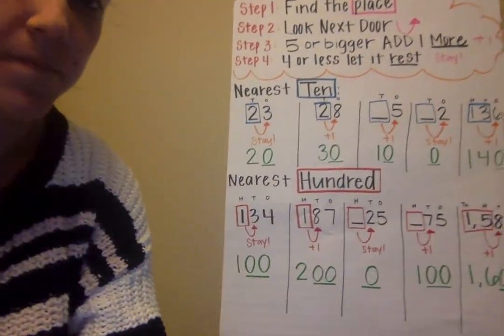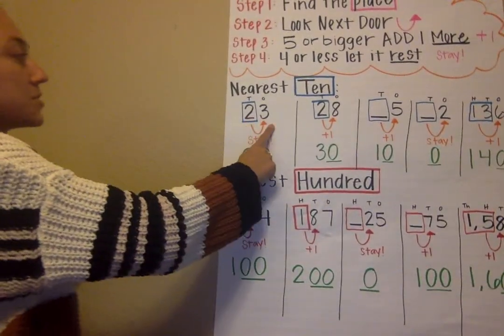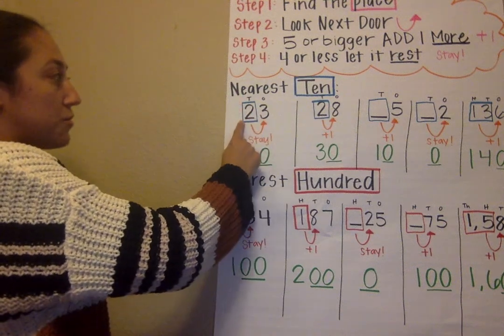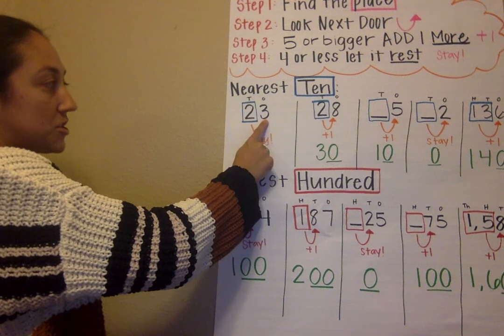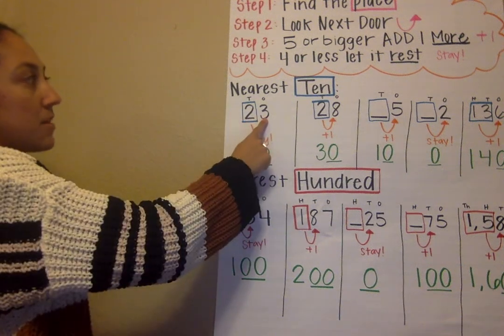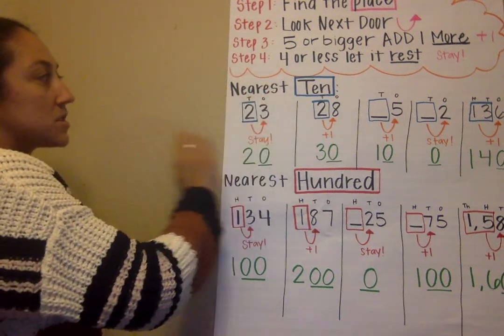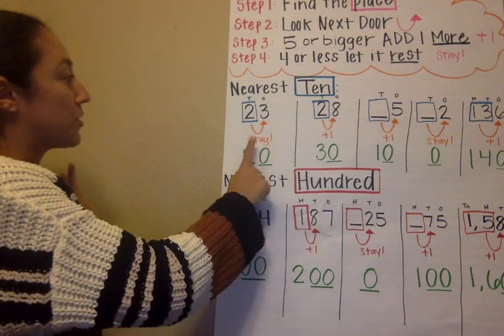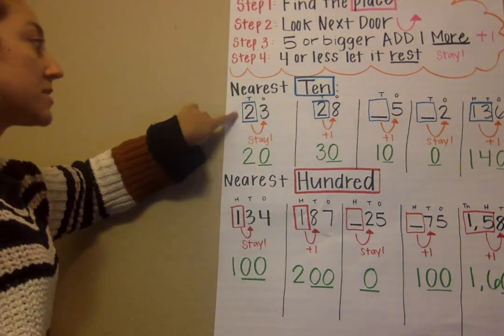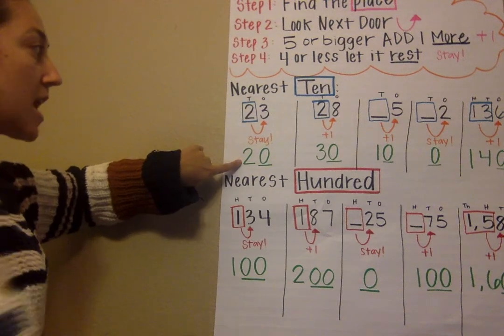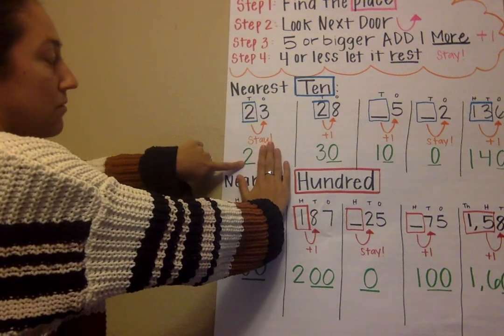So when we're looking at the number 23, you box a 2 because that's in the tens place. The 3 is in the ones place. That's your neighbor next door. My neighbor next door is 4 or less, so I let it rest and I write the word stay. So when you write the word stay, that means the number in the box stays, so you bring that down.